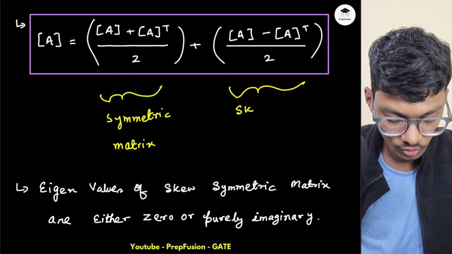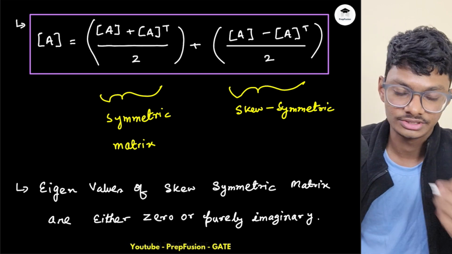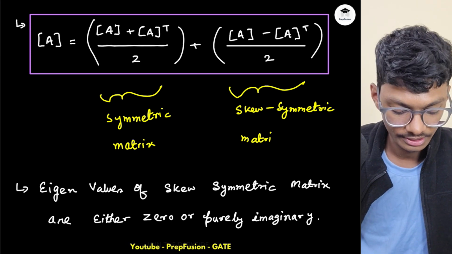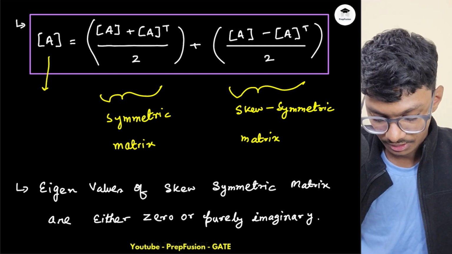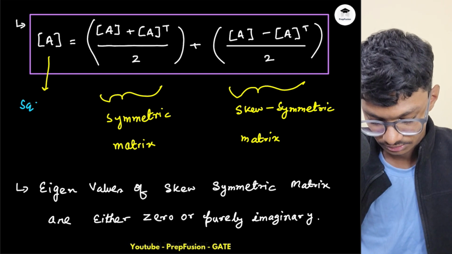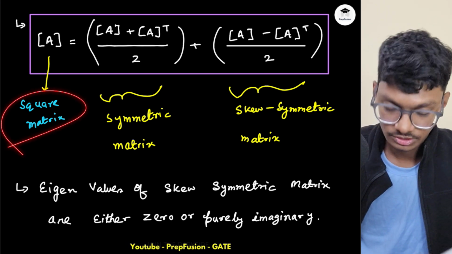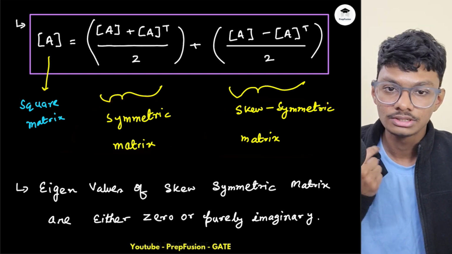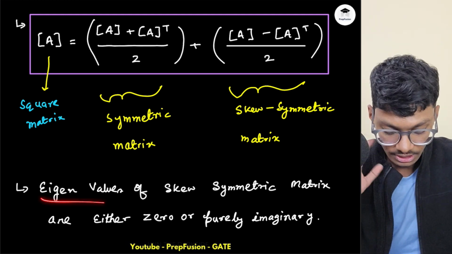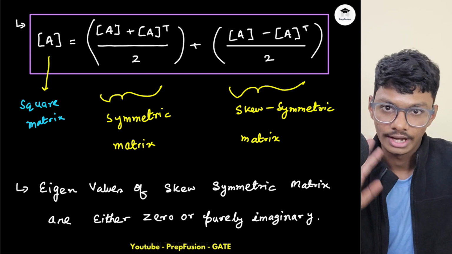So basically what I want to say here is that any matrix can be written as a summation of a symmetric and a skew symmetric matrix. But what is the condition? The condition is it has to be a square matrix. If it is a square matrix, then it can be written as a summation of symmetric and skew symmetric matrices. Another note about eigenvalues is that the eigenvalues of a skew symmetric matrix are either 0 or purely imaginary. We'll understand this when we study eigenvectors and eigenvalues.